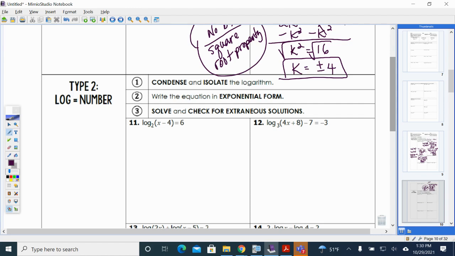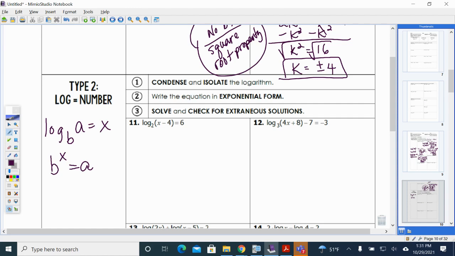So again, this goes back to lesson number 1 where we changed from logarithmic to exponential. Log base b of a equals x, in exponential form, is b to the x equals a.